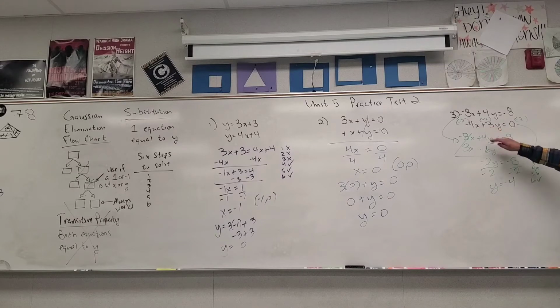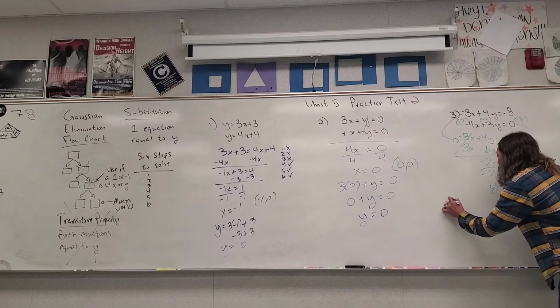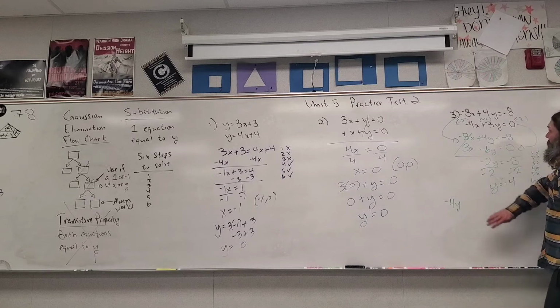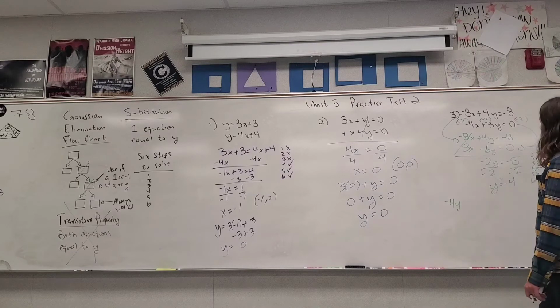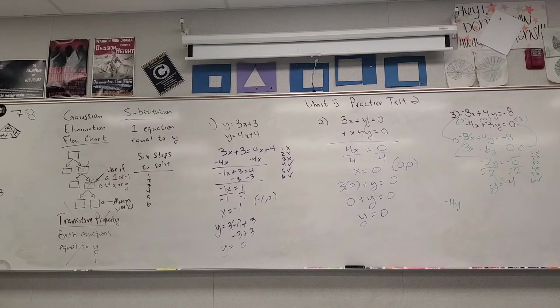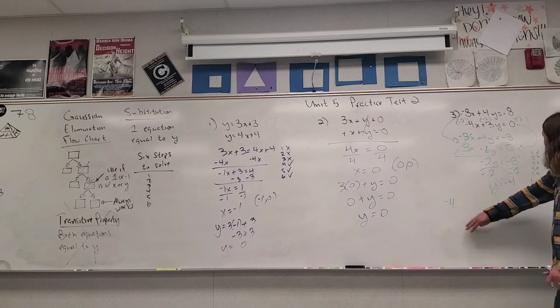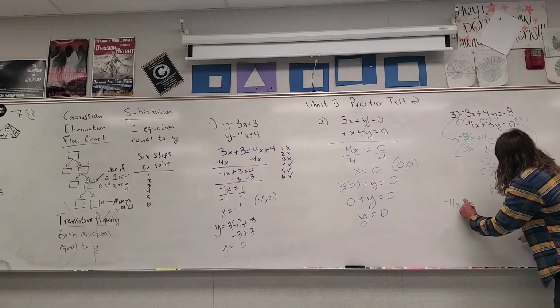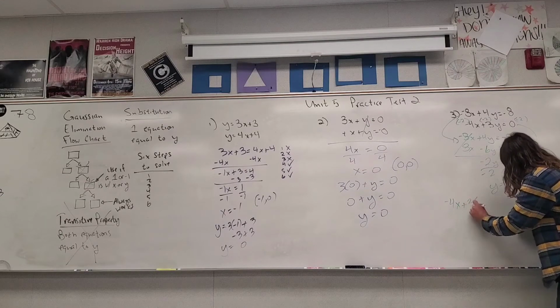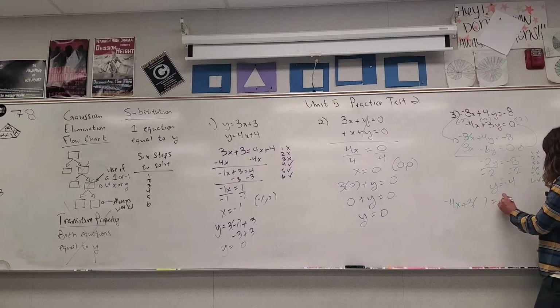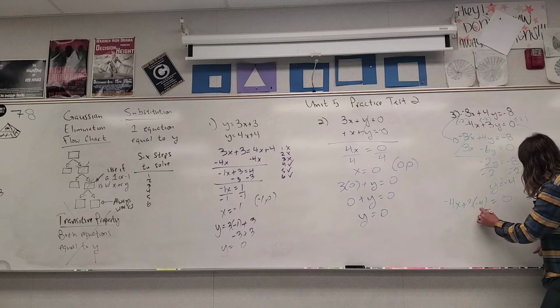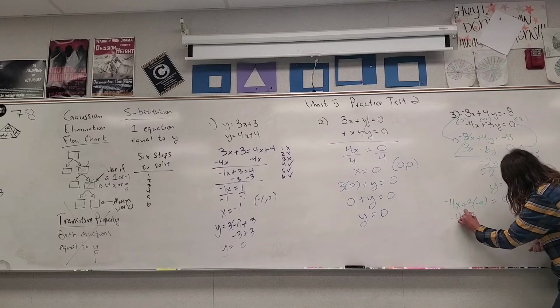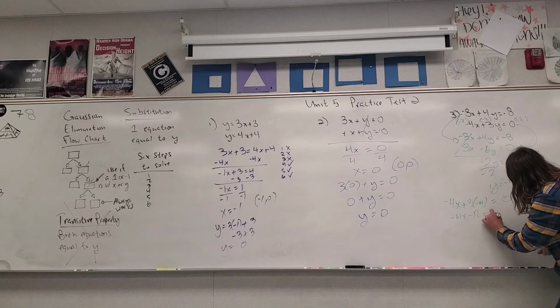I like my second equation because the numbers are smaller. Minus 4x plus 3, I don't write a y value, and that equals 0. In here goes minus 4, so I get minus 4x minus 12 equals 0.